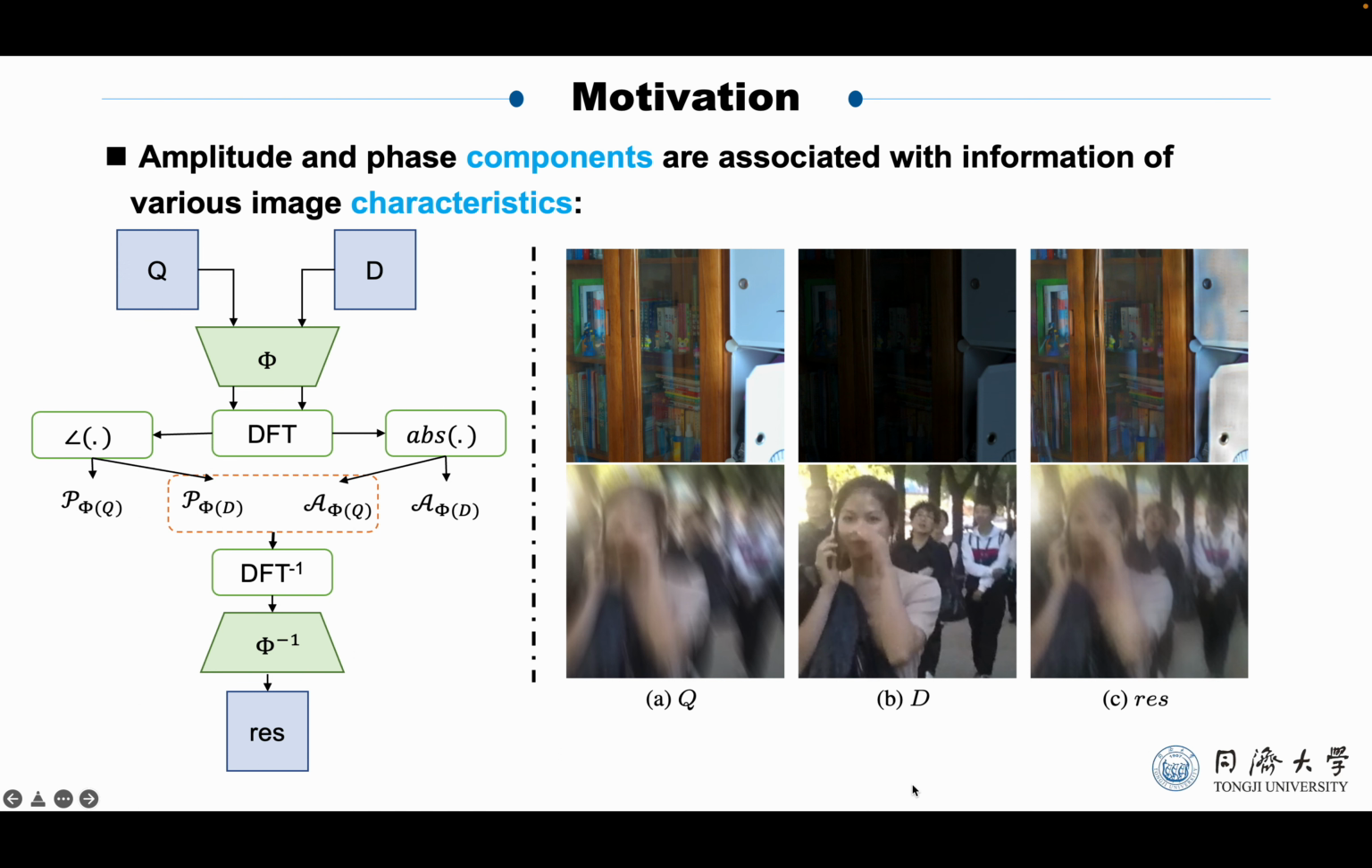We then argue that in the feature domain, the amplitude and the phase components are associated with information related to various characteristics of the image. Therefore, we believe that incorporating the information in those frequency components in the loss function allows for a comprehensive consideration of the various characteristics within the image, thereby enhancing the overall quality of the predicted results.